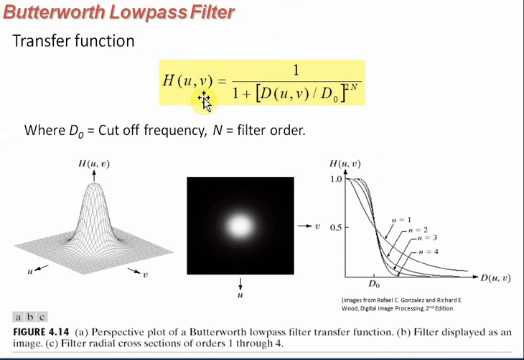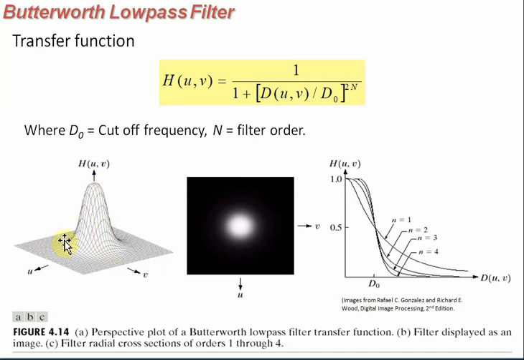The transfer function is H(u,v) = 1 / (1 + (D(u,v)/D0)^(2n)), where n is the filter order and D0 is the cutoff frequency or radius. Now observe the different plots here.